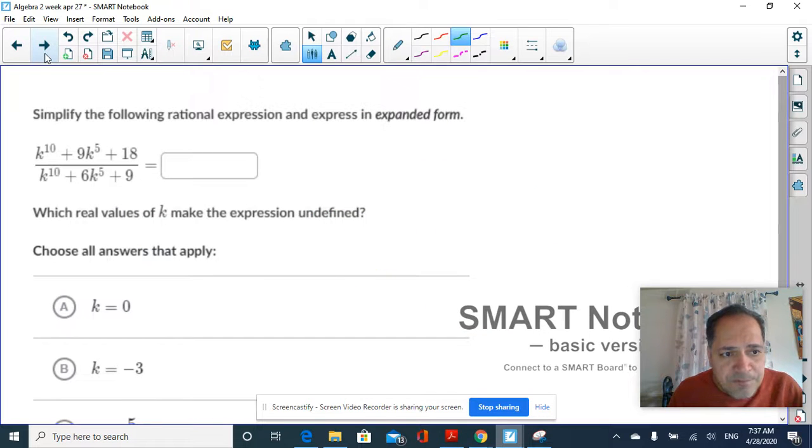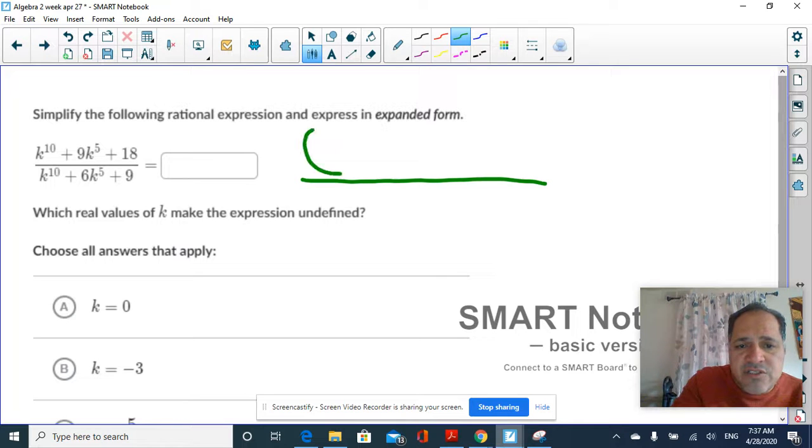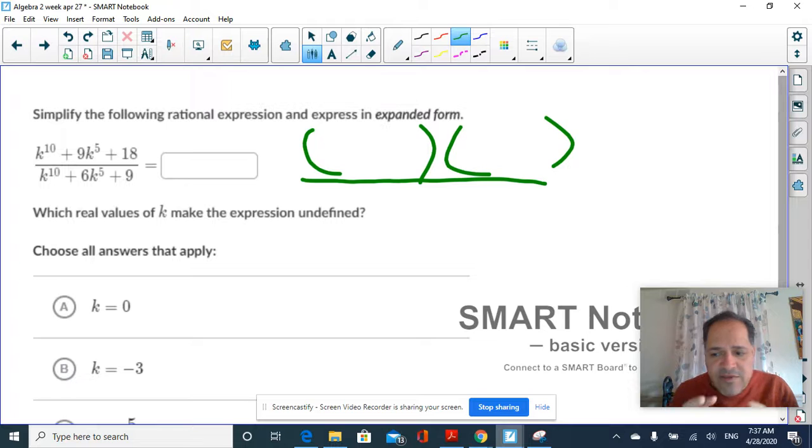Which is k to the power 10 plus 9k to the power 5 plus 18. Are we able to factor it? Yes, we can factor it. It's easy. Just create two parentheses, and for k to the power 10, just find half the power. Half the power is 5. So k to the power 5 and k to the power 5.